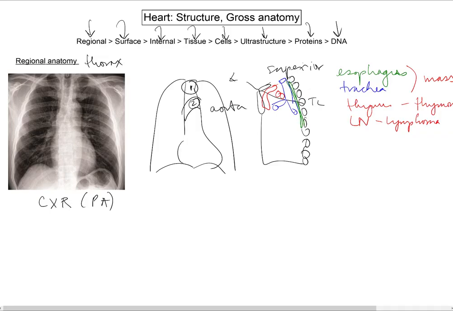Next down is going to be our ascending aorta and arch, and that's going to give us the differential diagnosis of aneurysm and dissection, which will be the tearing chest pain radiating into the back.